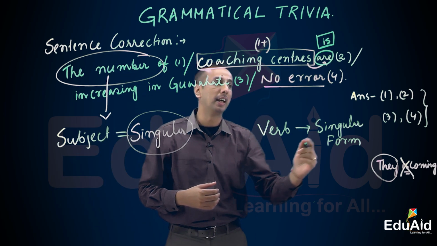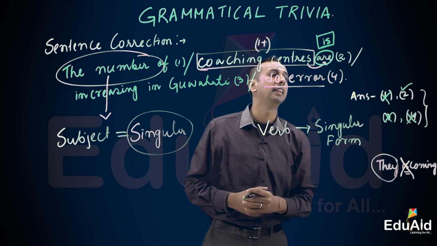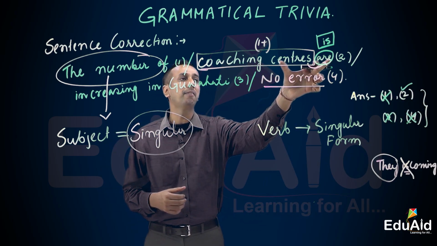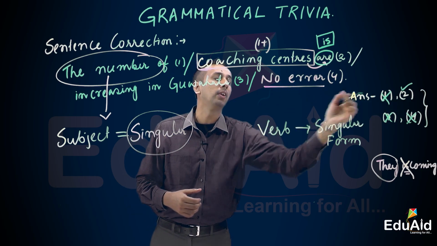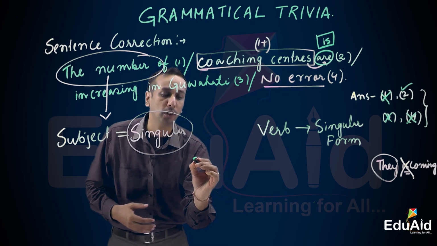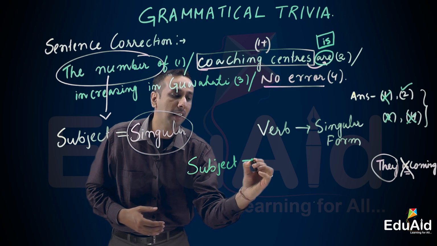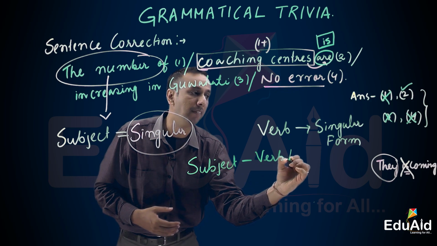So here our answer is not 1, not 3, not 4, hence it is the second option. I mean, I have corrected the second part, so our answer is 2. So this kind of problem falls under the heading called subject and verb agreement.